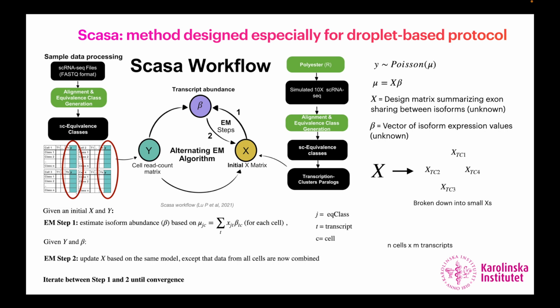The whole process of estimating transcript abundance revolves around the use of an alternating EM algorithm. Standard isoform-level quantification tools such as Callisto or Salmon use a similar model, and the difference is that the X matrix is assumed to be known. In contrast, both X and beta are treated as unknown parameters in Scasa. On the macro level, Scasa consists of 3 parts.